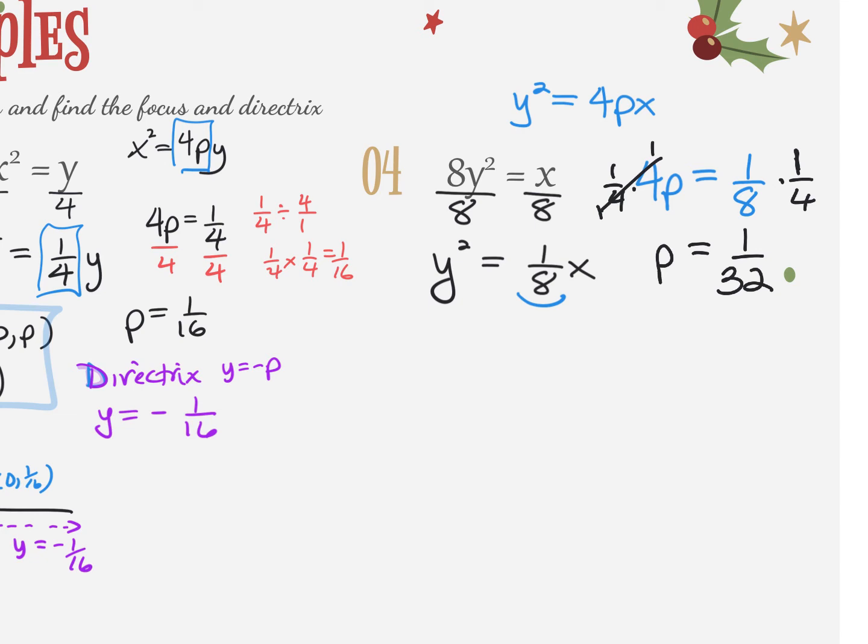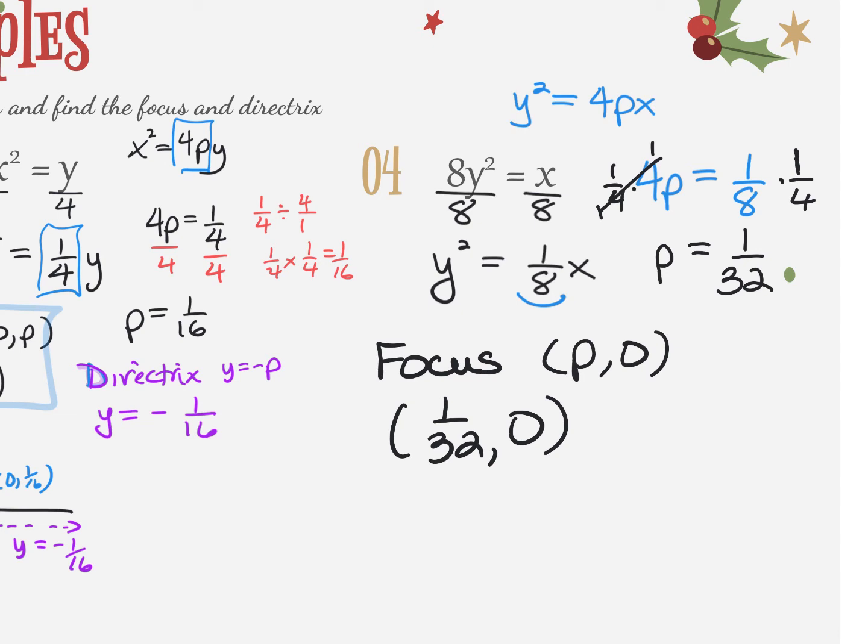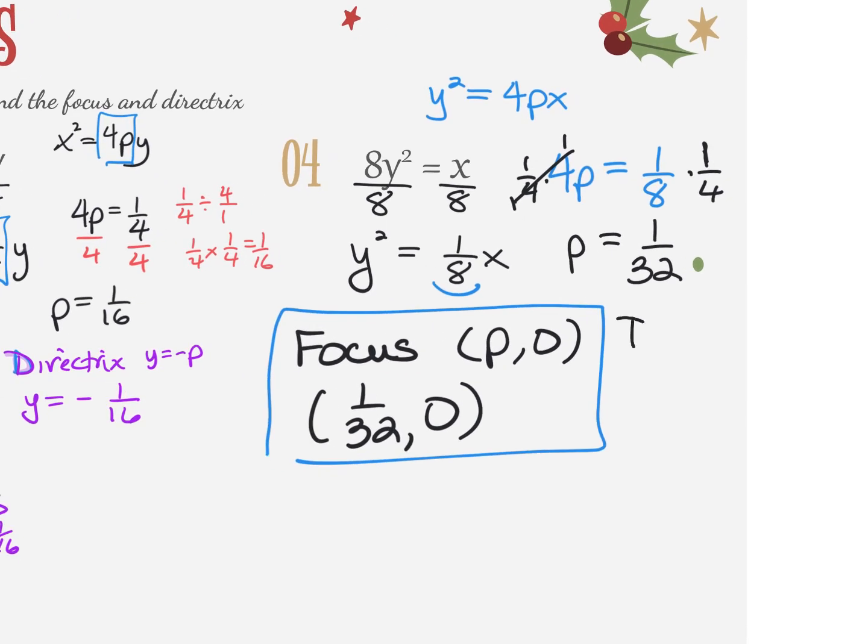So now, my focus, remember the focus is going to be p comma 0 when it's the y squared, because the p-value goes in the non-squared variable spot. So 1 over 32 comma 0, that's your focus. And then the directrix is going to be the non-squared variable, which was x, equaling the opposite of p.